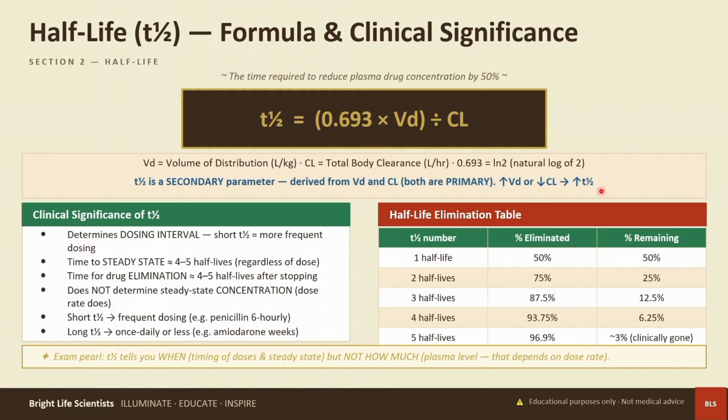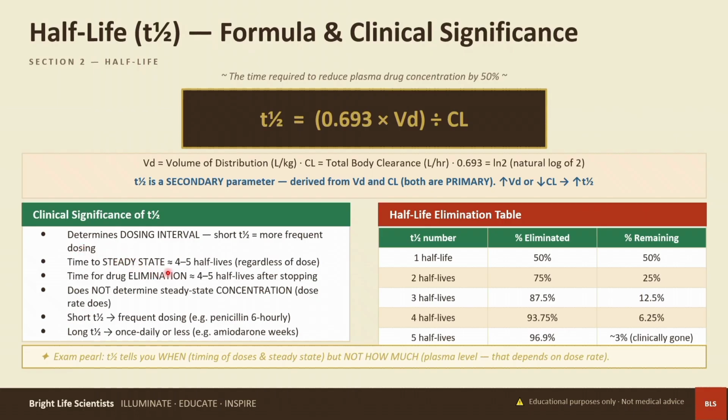If volume of distribution increases, half-life increases. If clearance decreases, as in kidney or liver disease, half-life increases. Always trace half-life changes back to VD and clearance. Now, the clinical significance: half-life determines the dosing interval. Short half-life drugs need more frequent dosing, like penicillin every 6 hours. Long half-life drugs can be dosed once daily or less, like amiodarone every few weeks. Half-life determines the time to reach the steady state.